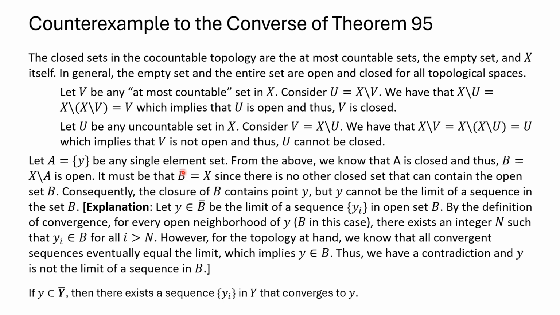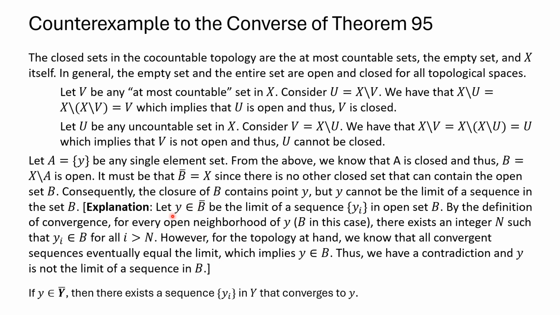Okay, so consequently the closure of B contains the point Y. That's the only other point in X other than what we already have in B. But Y cannot be the limit of a sequence in the set B. And that contradicts what we have down here as the converse of theorem 95. So maybe a little bit of explanation as to why this last statement is true, which I put down here.